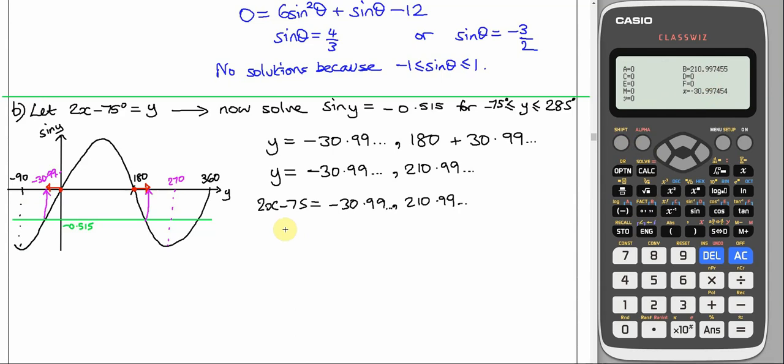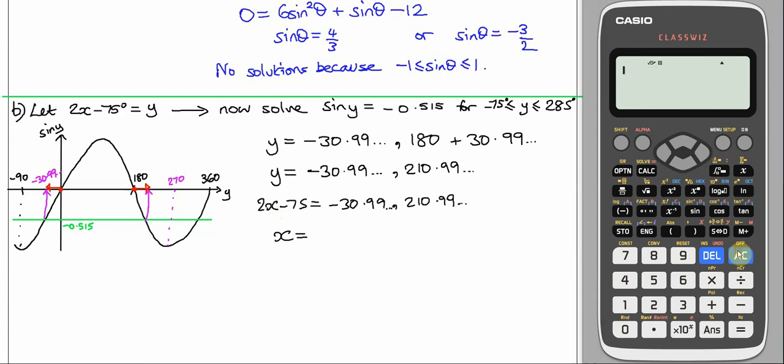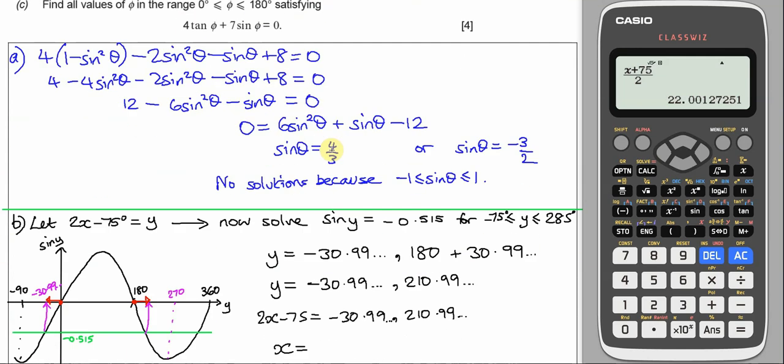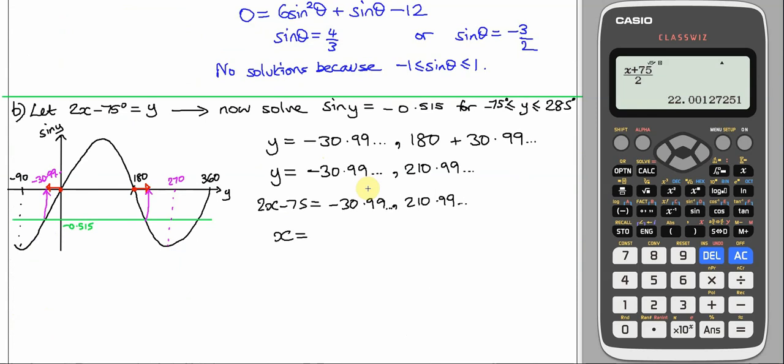So add 75 onto both of those and then divide them both by 2 and we get our x values. So clear the screen. So the minus 30.99, which I've stored under x, add 75 and then divide the answer to that by 2. So don't just divide the 75 by 2, divide the whole thing by 2 and we get our first angle. It didn't say how many significant figures, so the standard thing is to go with 3.